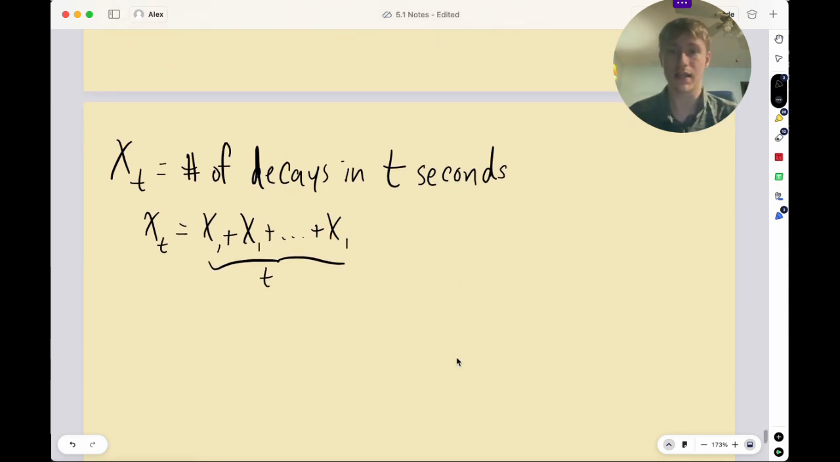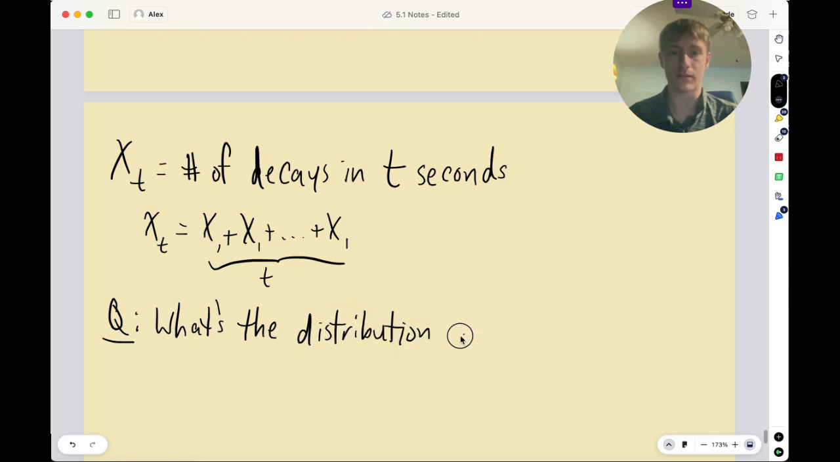Okay, so the question that I'll leave you with is, what's the distribution of xt? Because remember, when you start adding 2 or more random variables together and you want to find the PDF, you have to do a convolution, which involves a messy integral. So it's a reasonable question to not know right off the bat what this distribution is.